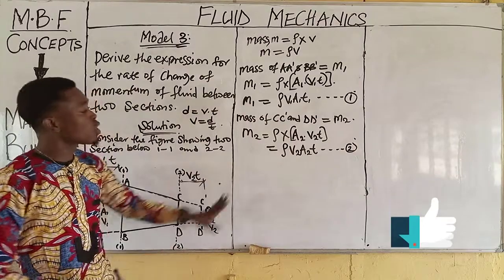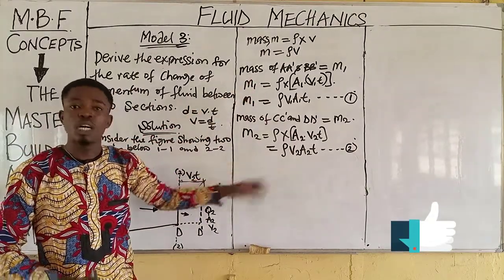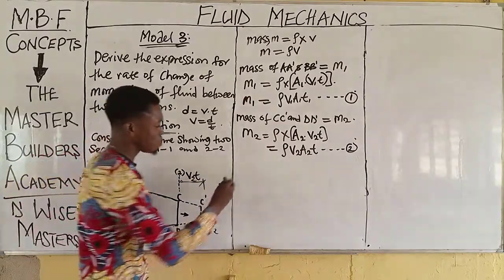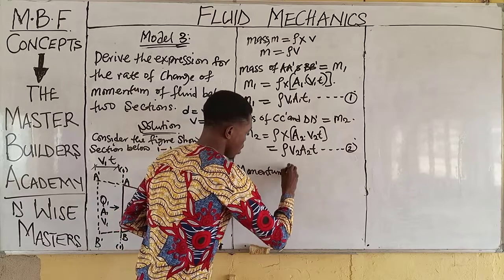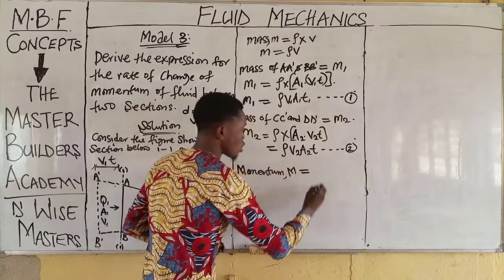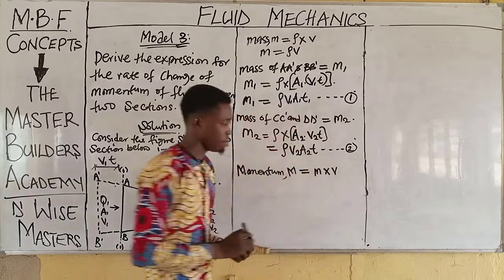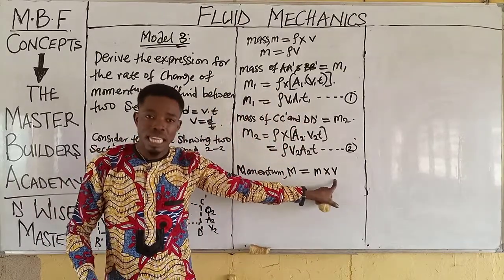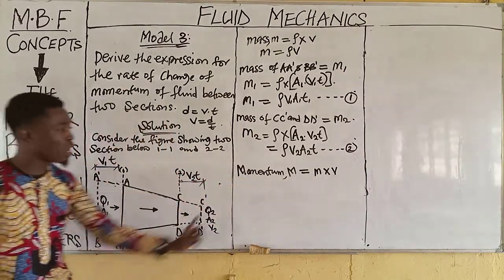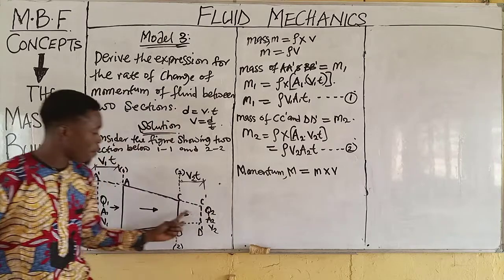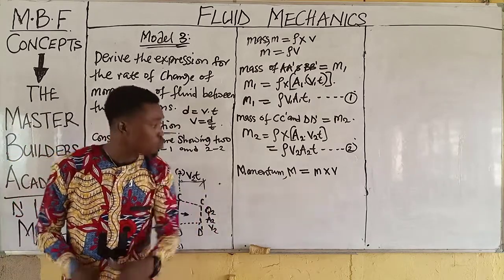Now, the next thing we are quickly going to obtain is the momentum at section 1 and at section 2. Now that we have gotten the mass, we recall that momentum is equal to mass times velocity. So, if I am obtaining the momentum at section 1, I will label this as M1. And if I am obtaining the momentum at section 2, I will equally label it M2.